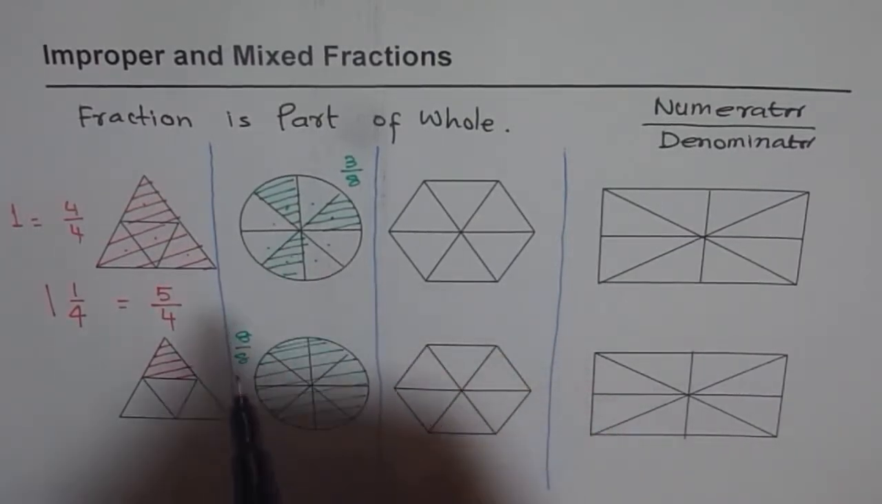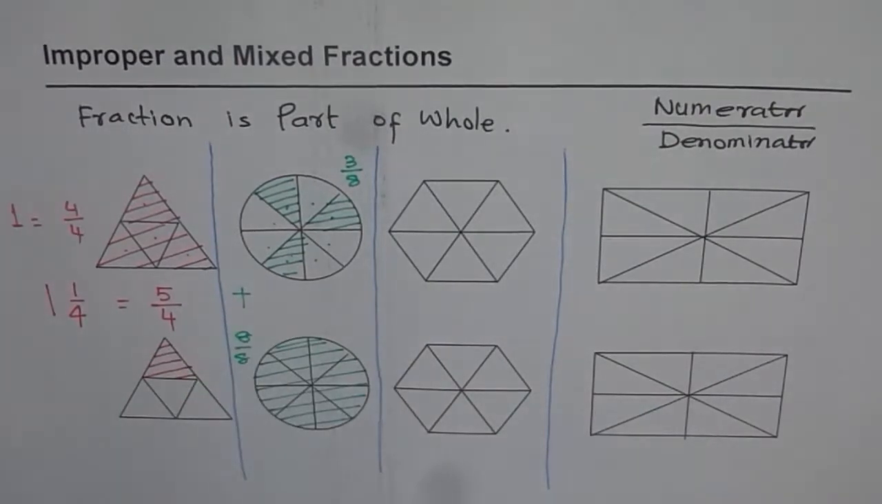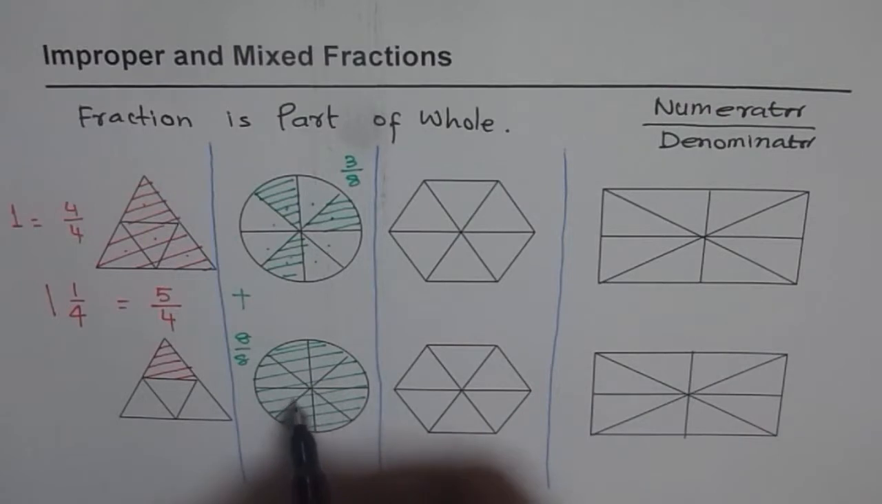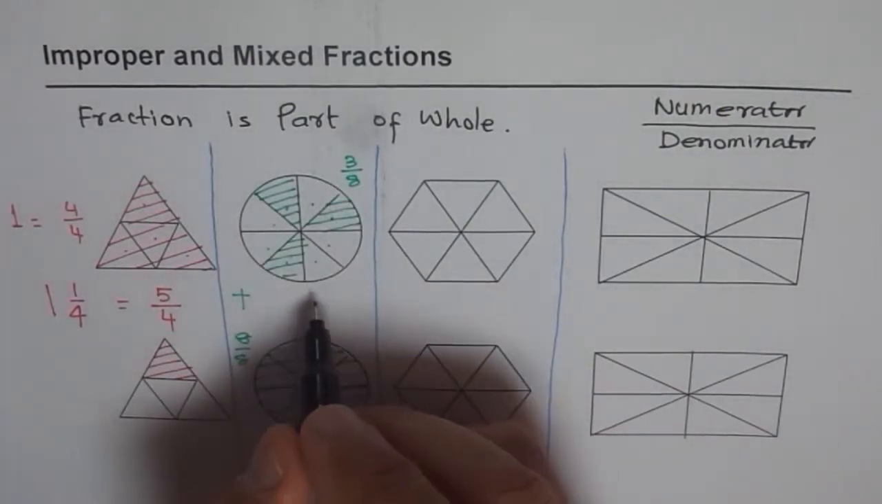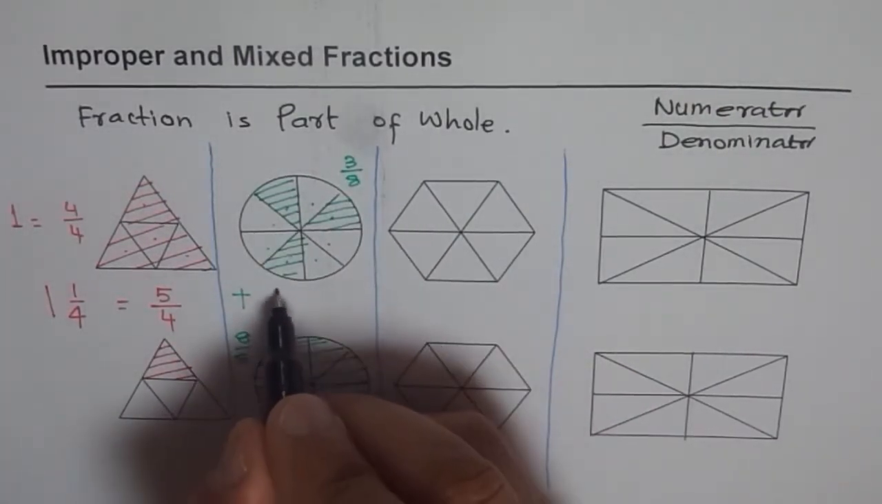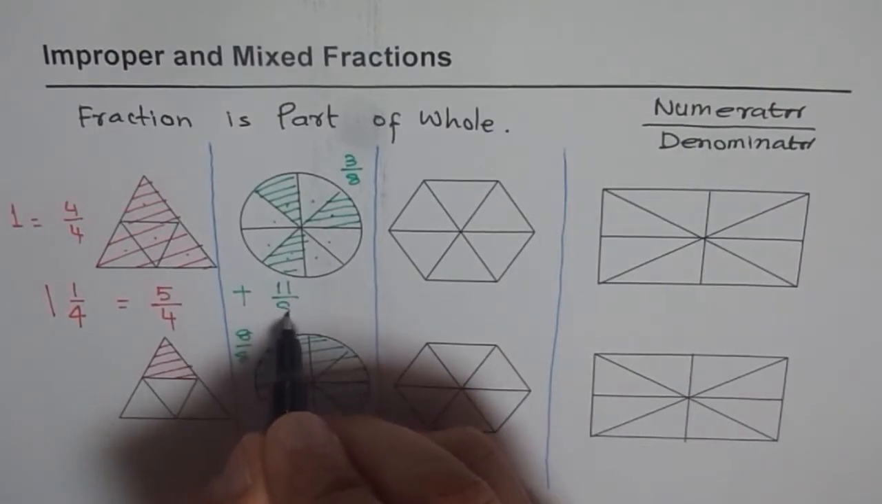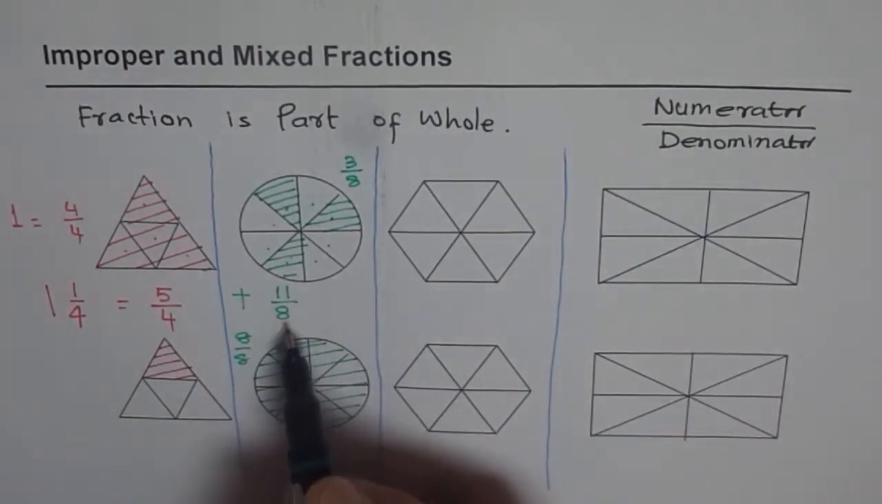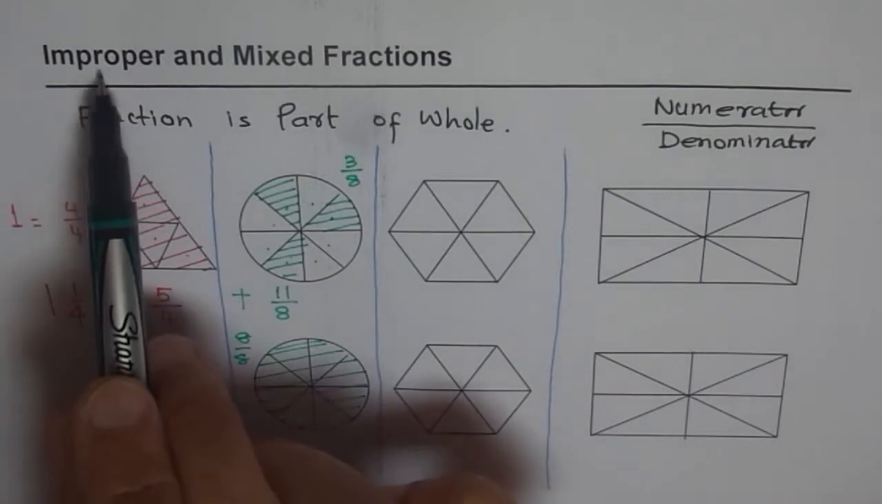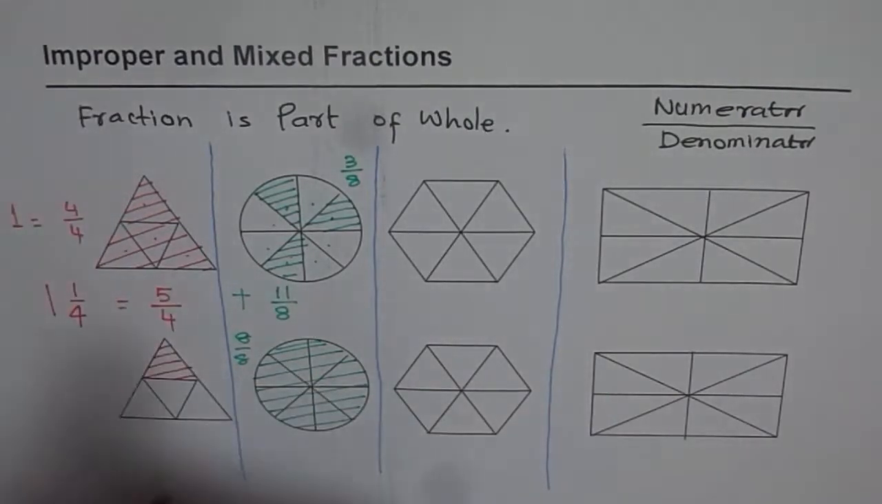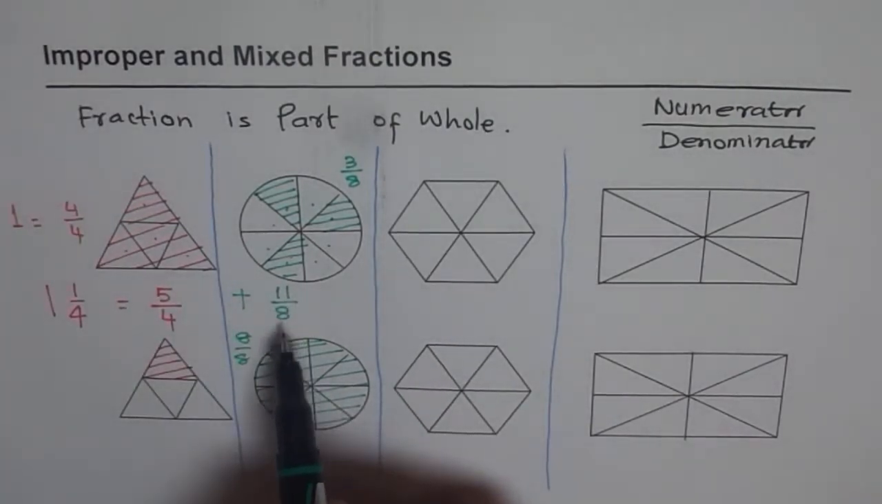Now if I add them up, what do I get? How many 8s? 8 here and 3 here. So that becomes 11 8s, right? So we get 11 8s. Now 11 8s become an improper fraction. Do you understand? Because my numerator is greater than the denominator.